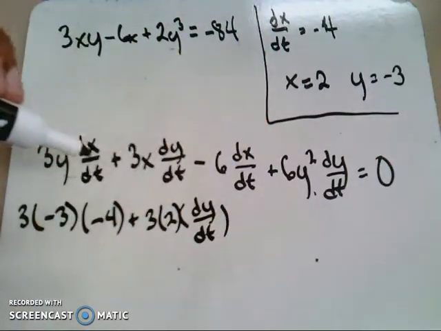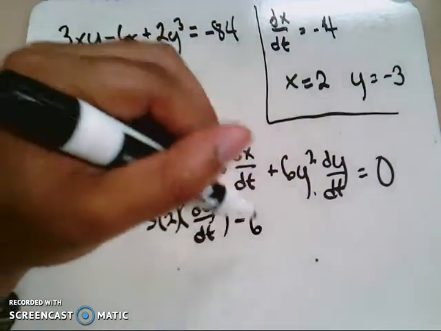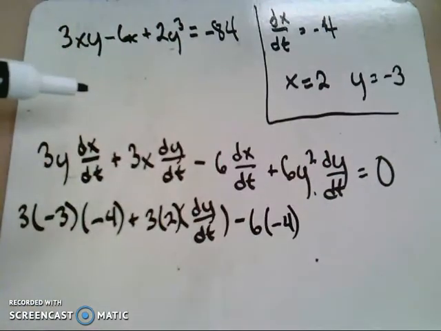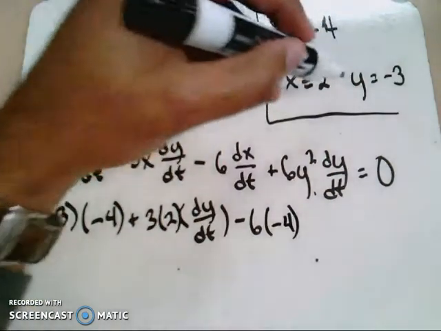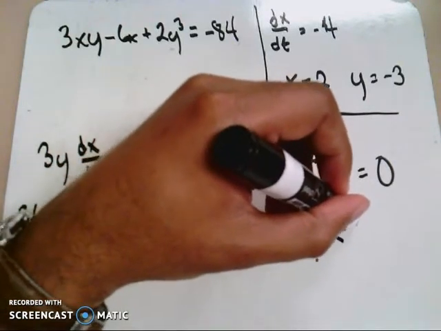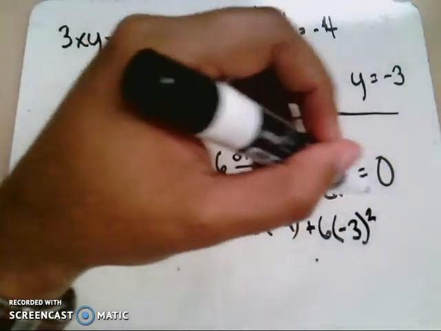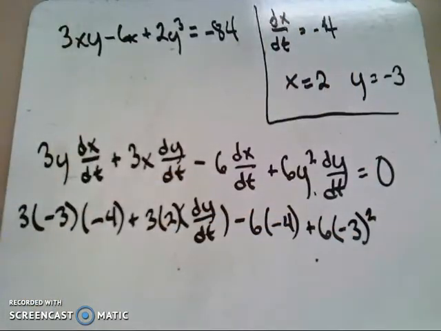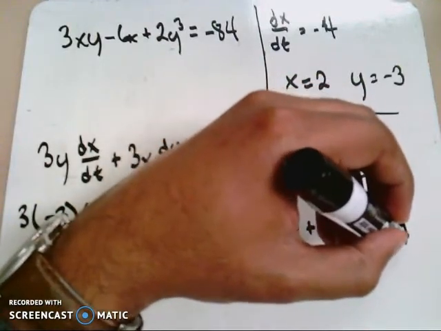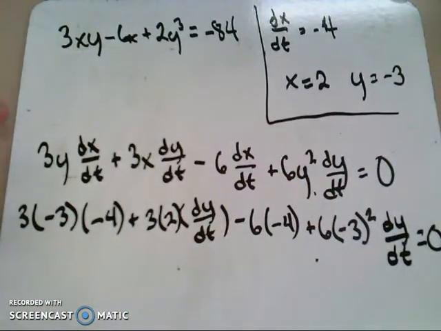We're going to solve for dy/dt. And then 6 dx/dt is negative 4. And then y is negative 3. So plus 6 times negative 3 squared. Watch those exponents when you're doing these steps. And then we have another dy/dt that we are going to be solving for. And that all equals 0.